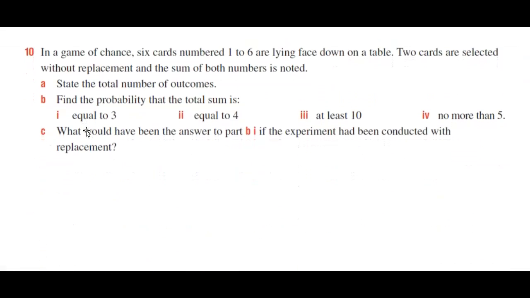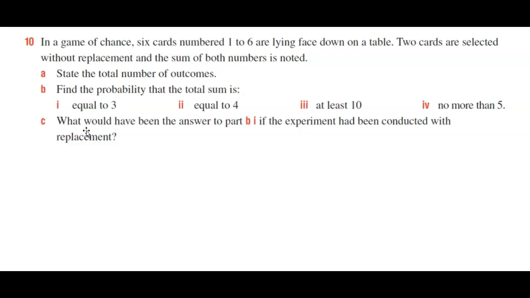All right, question 10. In a game of chance, 6 cards numbered 1 to 6 are lying face down on a table. 2 cards are selected without replacement, so we want without replacement, and the sum of both numbers is noted. State the total number of outcomes. So it's a 6 by 6 table, but we're subtracting the diagonal, which has 6 numbers. So 6 by 6 is 36, take away 6 gives you 30.